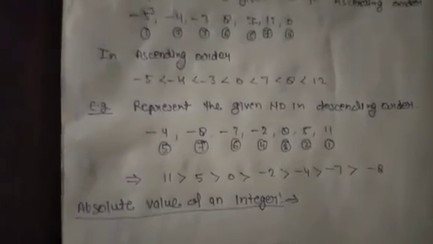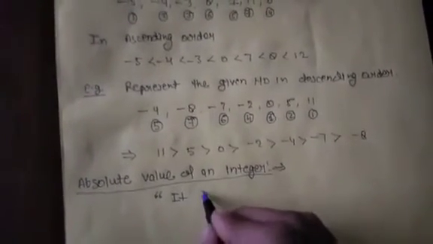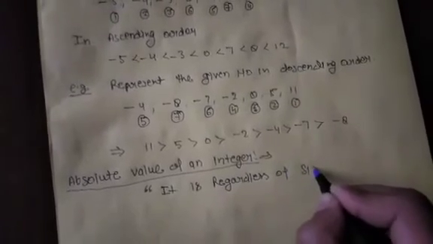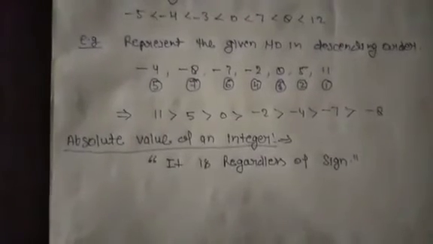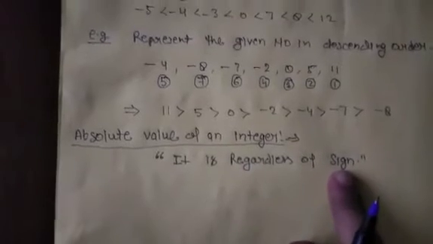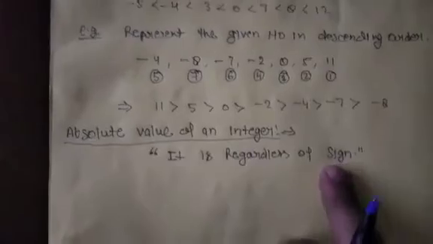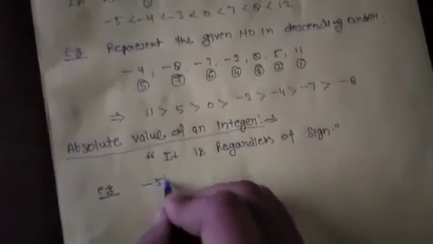Before finding the absolute value of any integer, we must know what absolute value is. So the absolute value we can define as the value regardless of sign. Before finding the absolute value of any integer, we must know the meaning of regardless of sign. Regardless of sign means there will not be any kind of sign, positive or negative, in the absolute value of any integer. For example, find the absolute value of -5.